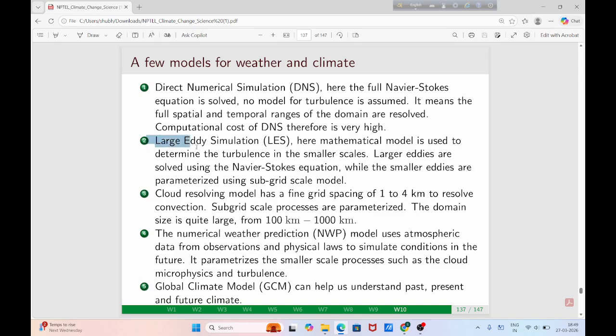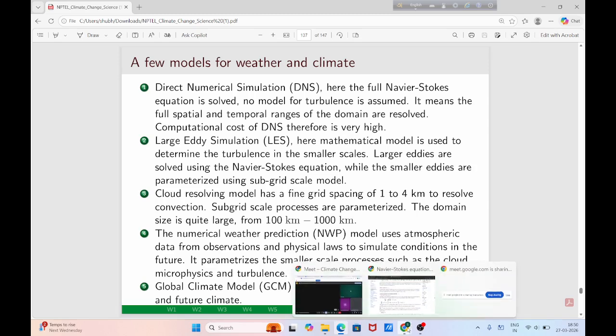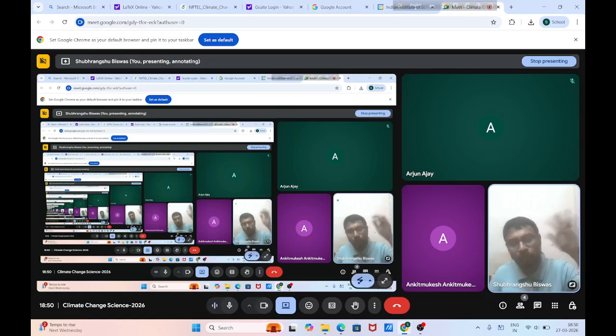The second case is the large eddy simulation, LES. A mathematical model is used to determine the turbulence at the smaller scale, because the turbulence effect is there at smaller scales, but it becomes computationally very expensive to resolve the smaller scale processes due to turbulence. That's why the larger scale eddies are solved using the Navier-Stokes equation. That is the complete, exact solution. But the smaller scale eddies are parameterized using a subgrid scale model. So let's say there is a subgrid scale eddy, and due to that eddy, you get some kind of output into the next grid.